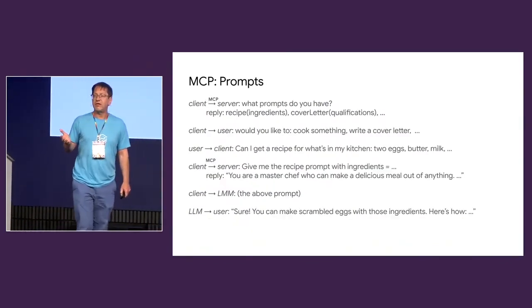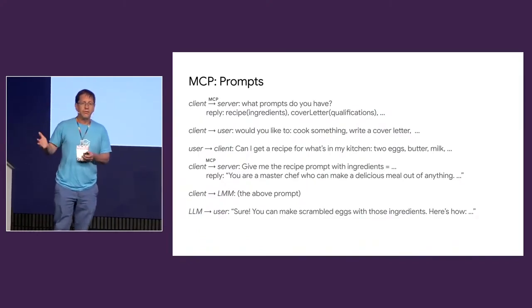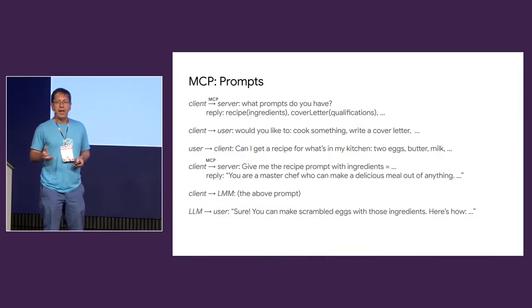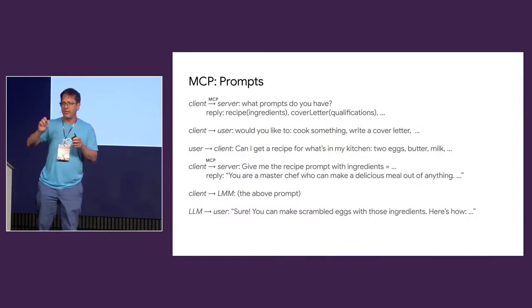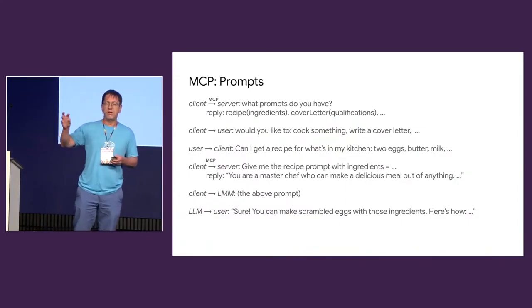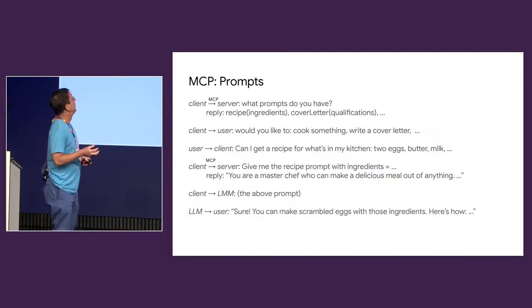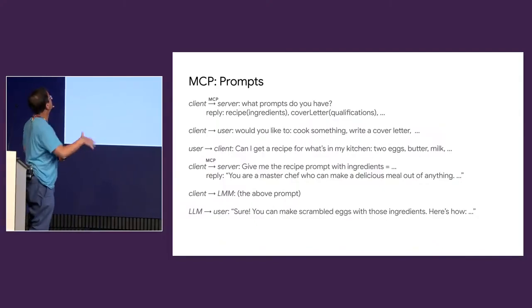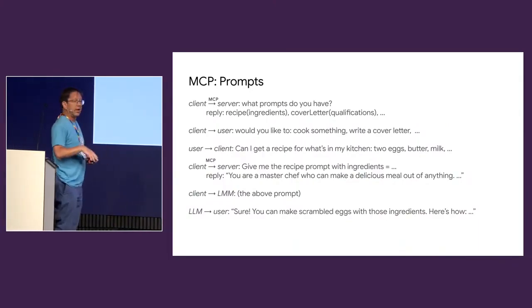Another feature that it has is prompts. Maybe your server is a storehouse of excellent prompts for doing things. And the model here is that those prompts are templates of some kind, not necessarily Go templates, but there's placeholders in there where you can substitute in strings. So the client says to the server, again, there's a list prompts thing. The server says, here are all the prompts. You can prompt me for getting a recipe with ingredients or writing a cover letter with your qualifications or whatever.